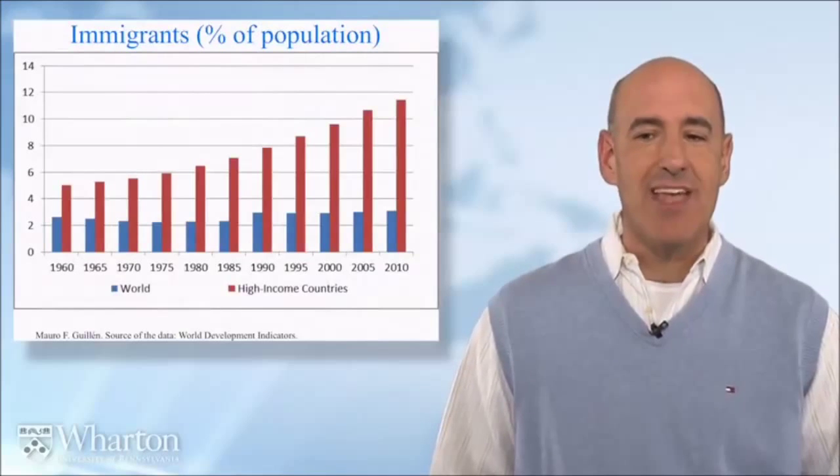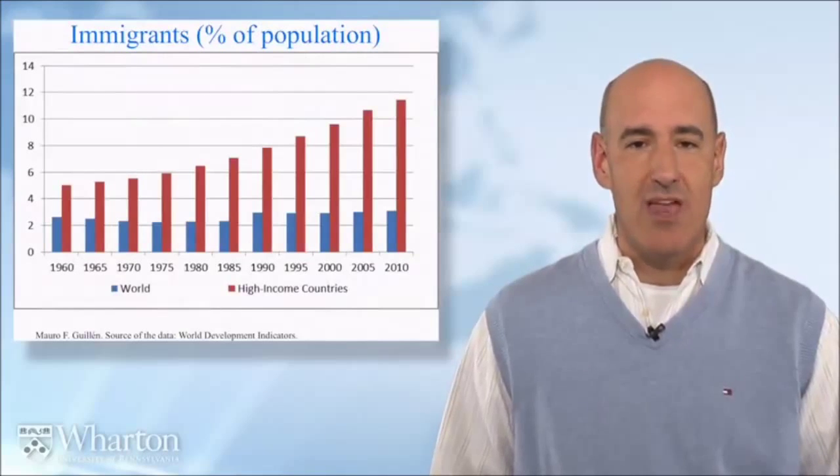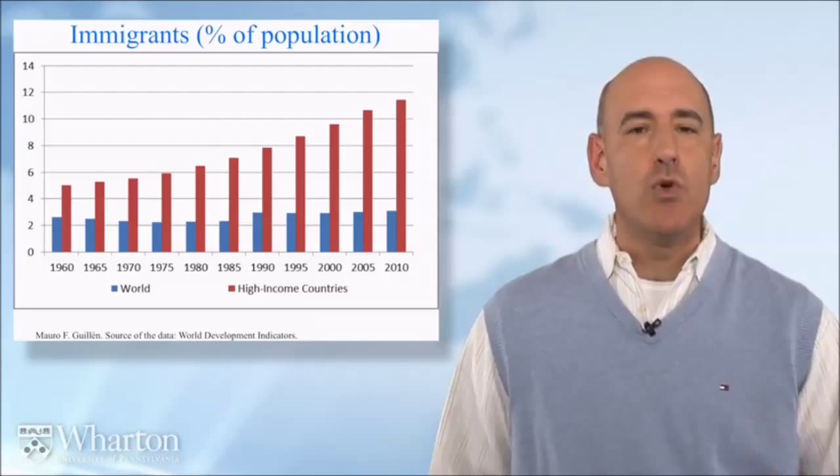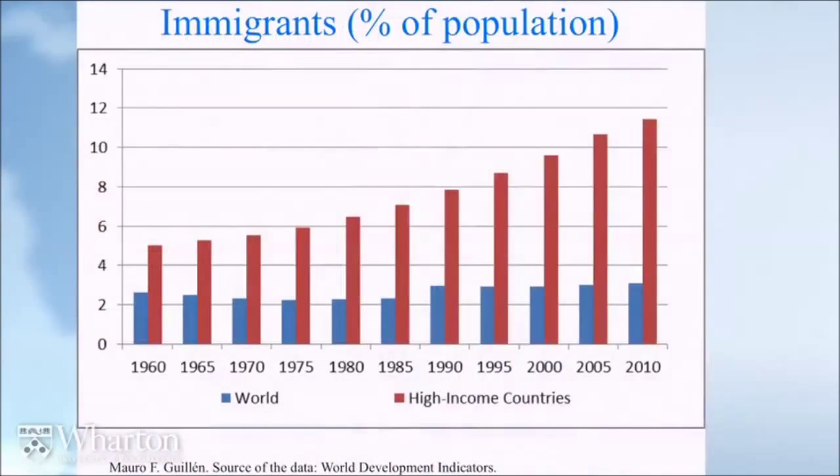On this chart, we have from 1960 to the year 2010, immigrants as a percentage of the population. But I'm giving you two magnitudes. The blue bars are the number of immigrants in the world as a percentage of the total population of the world. And the red bars are the number of immigrants as a percentage of the population in the high-income countries. Why the distinction? Well, most migration is from poor countries to rich countries. So that's why it's very important to actually break down this measure by income level.